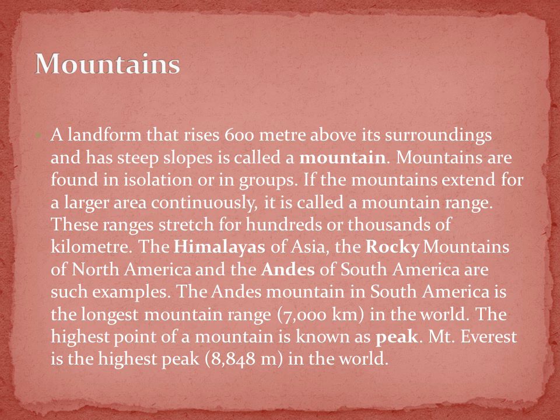What is meant by mountains? A landform that rises 600 meters above its surroundings and has steep slopes is called a mountain. Mountains are found in isolation or in groups. If the mountain extends a larger area continuously, it is called a mountain range. These ranges stretch for hundreds or thousands of kilometers. The Himalayas of Asia, the Rocky Mountains of North America, and the Andes of South America are such examples. The Andes Mountain in South America is the largest mountain range, 7,000 km in the world.